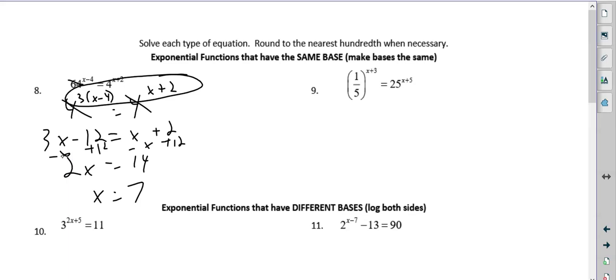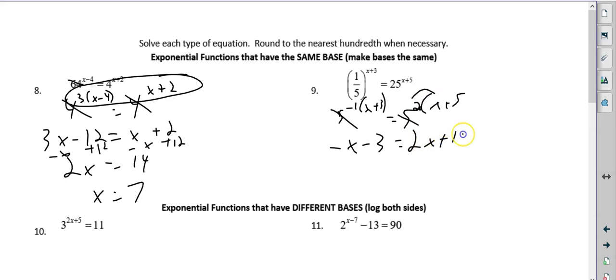All right, 1/5. That's just 5 to the first power in the denominator, which just means 5 to the negative 1. That's it. So we put our x plus 3 back up here because we don't throw it away. Now 25 is 5 squared, and we put our x plus 5 here. We have the same base. I'm going to distribute, hopefully properly this time. So that gives me negative x minus 3 equals, I'm setting a 2 in here, 2x plus 10.